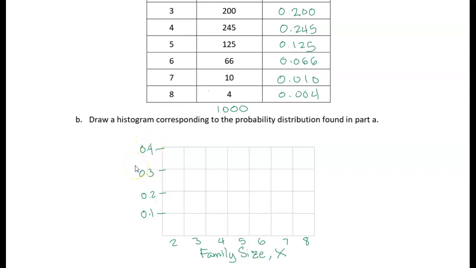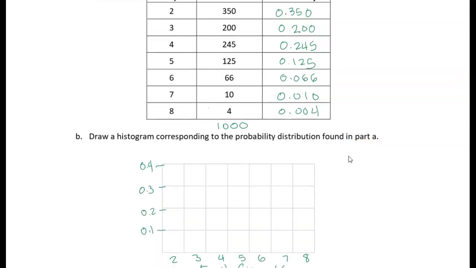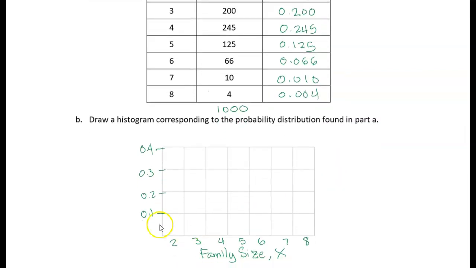I don't need to go all the way to 100% or 1, because the range of values just doesn't require that. I only need to go to 0.35. And just because I've got this nice grid here, 0.4 makes sense. So over on this axis, let me see if I can write sideways here. I've got the probability. These are going to be my probabilities. Probability.